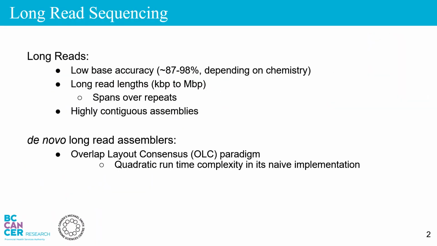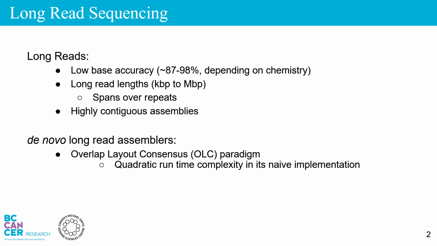In recent years, long reads have risen to prominence. Compared to their short read counterparts, they have a lower base accuracy ranging from 87 to 98%. As the name suggests, they have longer read lengths ranging from kilobase pairs to megabase pairs. This means they can span over repeats, which usually leads to highly contiguous assemblies.